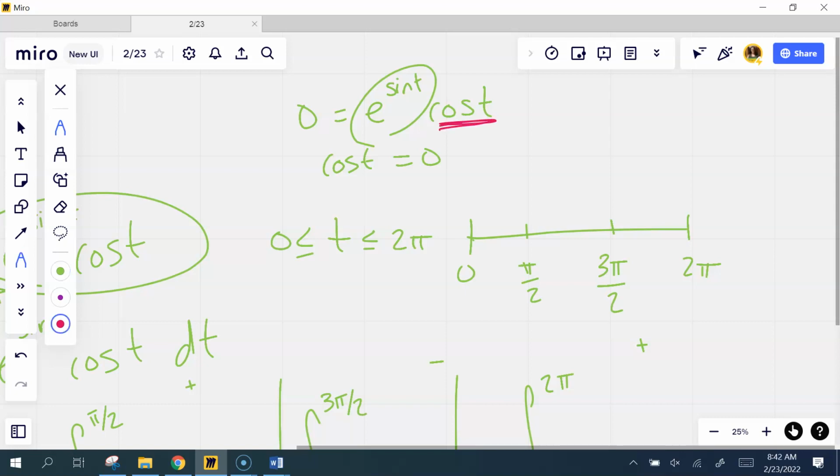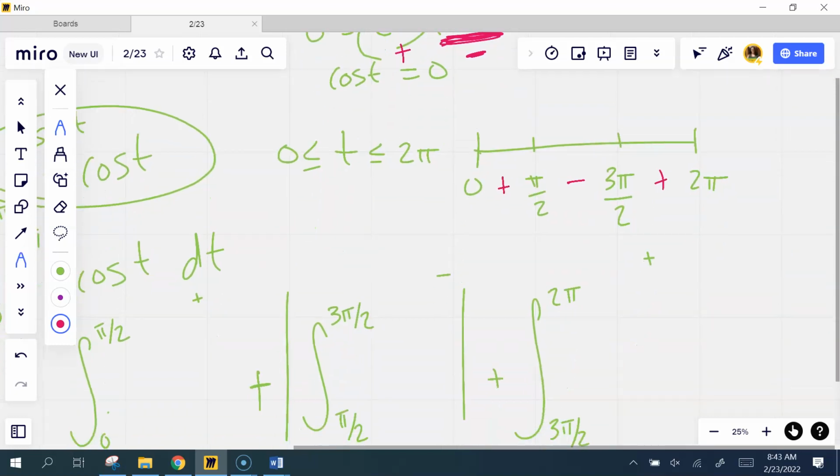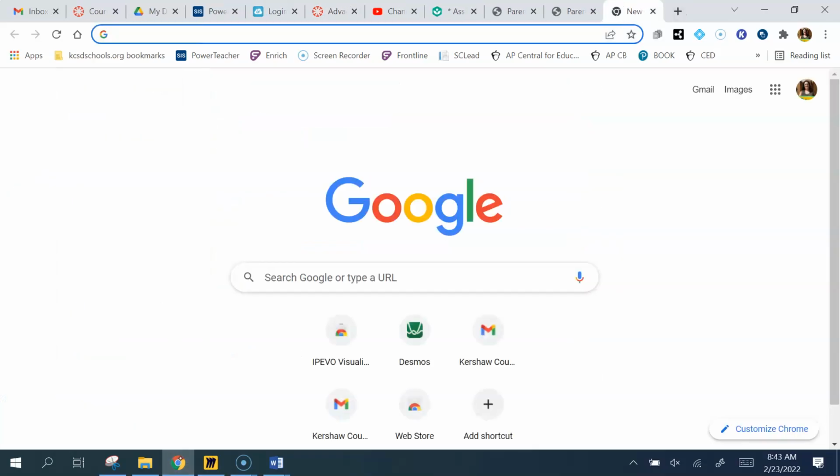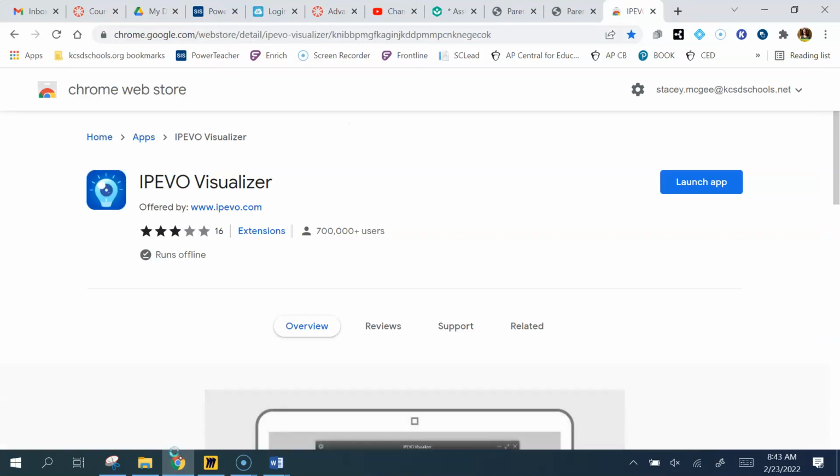So where is cosine t negative? Because a positive times a negative is where I'm going to get a negative. Well, from 0 to pi over 2, it's positive. From pi over 2 to 3 pi over 2 it's negative, and then it's positive. So that's how we know that this area is going to be negative, because it sits below the x-axis. Yes. So now if I were to graph it, so that's why we did absolute value, right?